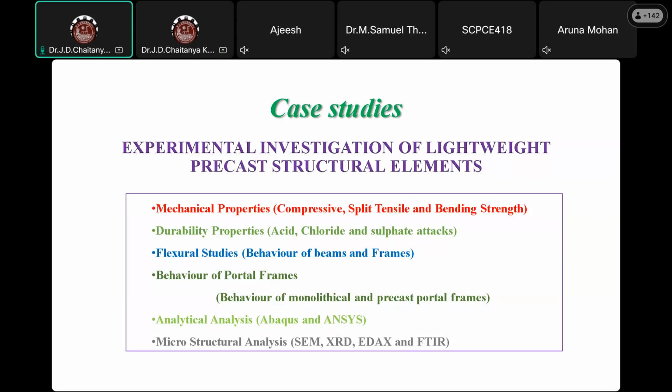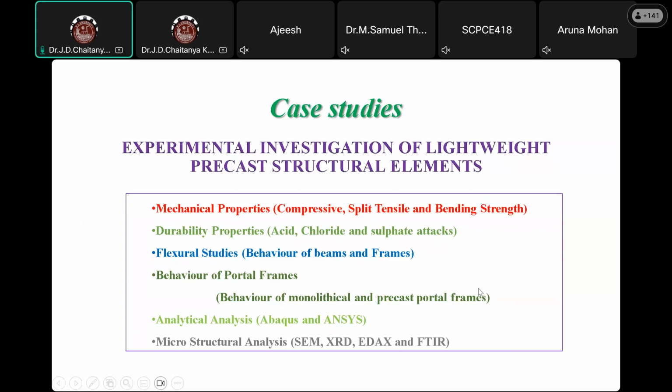mix design. For that, I did the calculations. For mechanical properties I went for compressive, split tensile, and bending strength, that is flexural strength, without reinforcement. I went for the durability studies: acid attack, chloride attack, and sulfate attack. And flexural studies, I went for the behavior of beams and frames. Next will be the portal frames. I considered the portal frames and also precast frames.